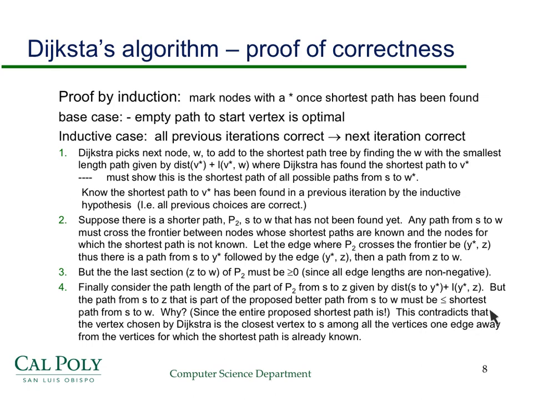Okay, so this sentence here contradicts that the vertex chosen by Dijkstra is the closest vertex to S among all the vertices one edge away. That's what I was just talking about. So you've got a contradiction of the idea that there could be a path that's shorter to S than the one that was picked by Dijkstra.